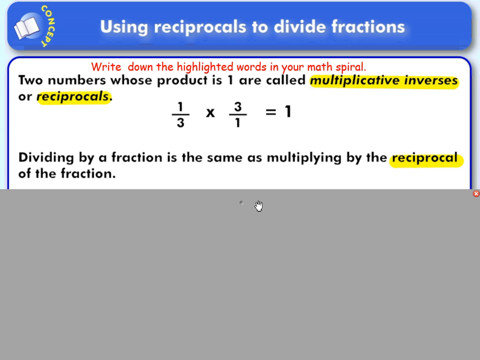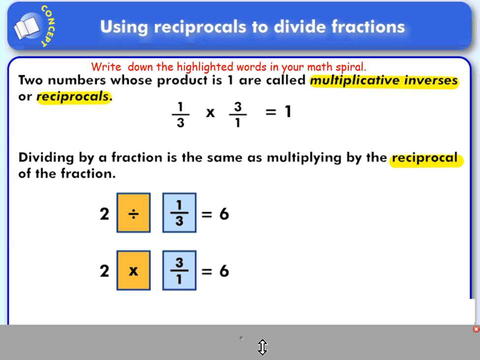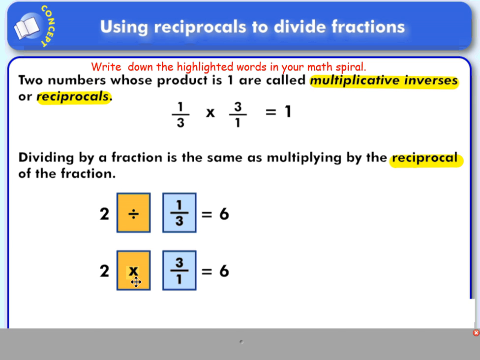So we use that to help us solve division problems when we're working with fractions and mixed numbers. Instead of dividing by the fraction, we just rewrite it as a multiplication problem by multiplying by the reciprocal. So for example, if you had 2 divided by 1/3, we can rewrite that as 2 times 3 over 1. And then we just multiply across and get 6. The product of this is the same as the quotient of the original problem.